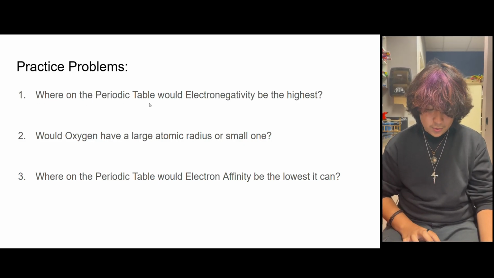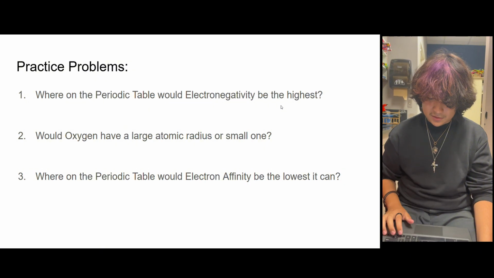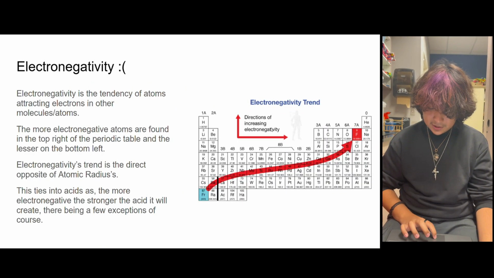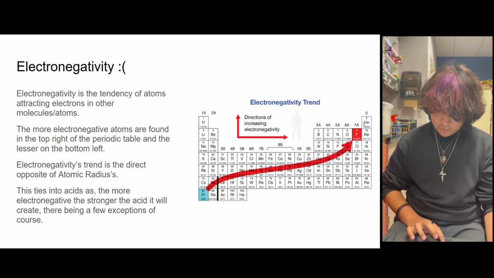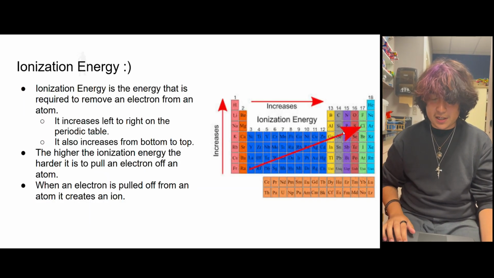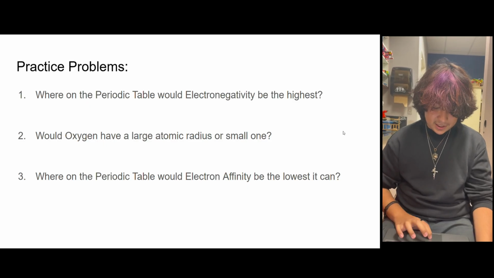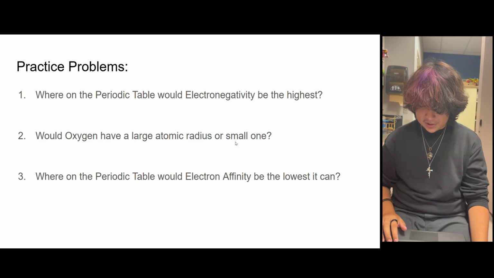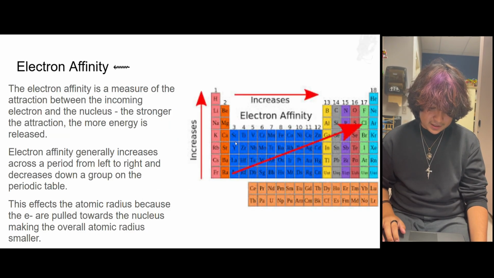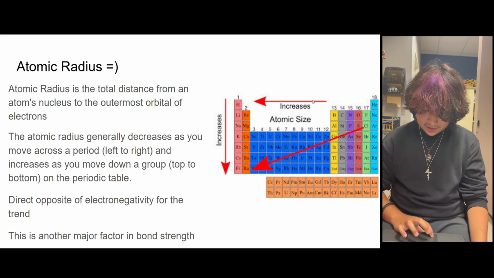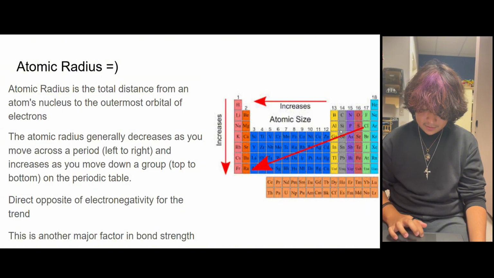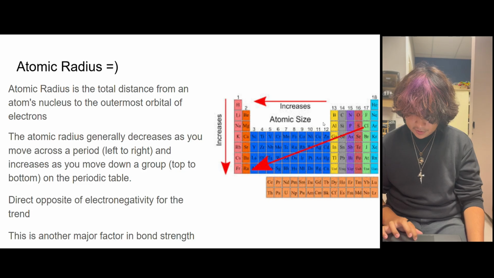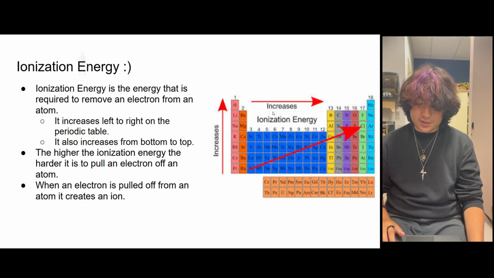First one says, where on the periodic table would electronegativity be the highest? If we refer back to our electronegativity slide, we can see that on the top right, it would be the highest. Second question, would oxygen have a larger atomic radius or a small one? If we refer back to our atomic radius slide, we see that it increases toward the bottom and left. So oxygen, being all the way on the top, would have a very small one.